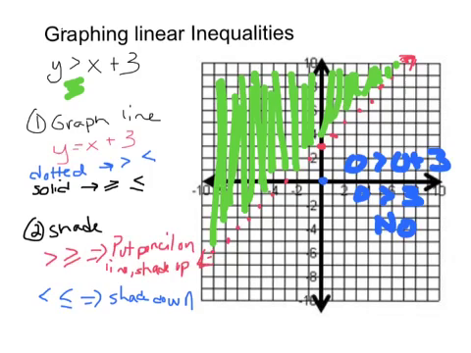Okay. But if I picked a point like here, let's put (0, 4). When x is 0, y is 4. So let's try that. Is 4 going to be greater than 0 plus 3? Basically, is 4 greater than 3? This one checks, which means I've shaded in the right region.